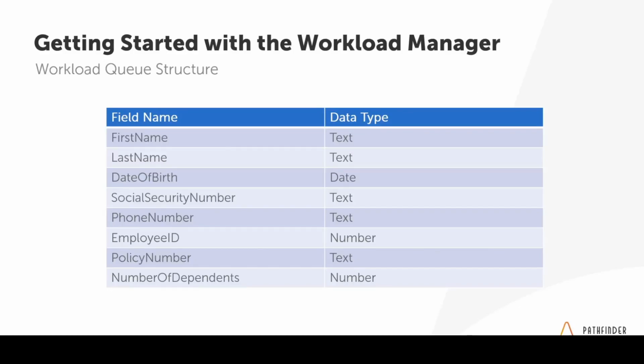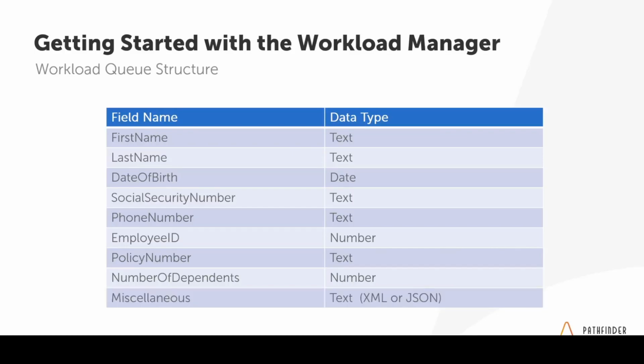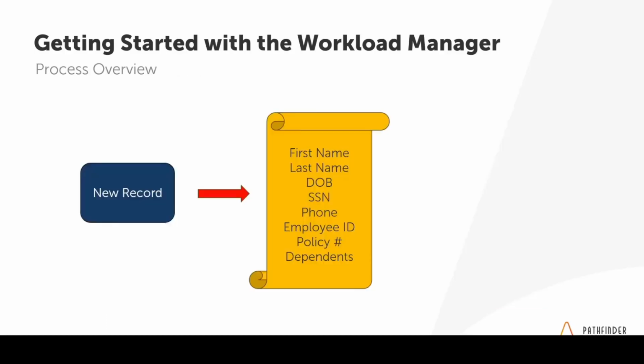Each of the queues in the Workload Manager are designed to handle one structure of data and one only. For example, if we're receiving updated healthcare information from everyone in our company, the queue will look something like this. Make sure to have a good idea of the data that you need in your queue, because you can't modify it later. One way to future-proof your queue is to have a separate field that holds additional values in XML or JSON format.